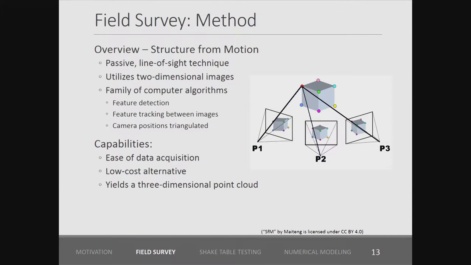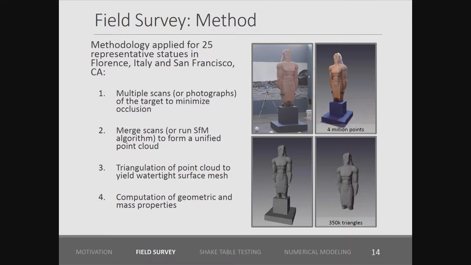This was compared to the passive line of sight technique known as structure from motion, which is a family of computer algorithms which detects and tracks features or sets of pixels within a combined set of two-dimensional photographs or images. The tracking of these features then allows the camera positions to be triangulated and subsequently a point cloud to be developed. In comparison to the aforementioned LiDAR technique, this is a relatively low-cost and easy-to-implement system, hence its attraction.